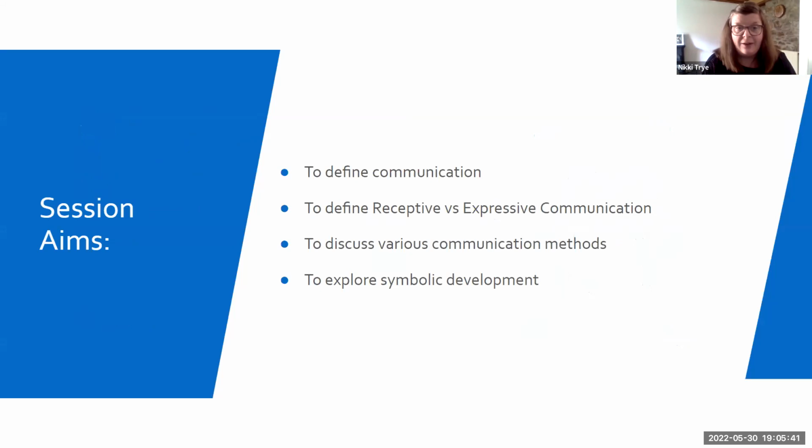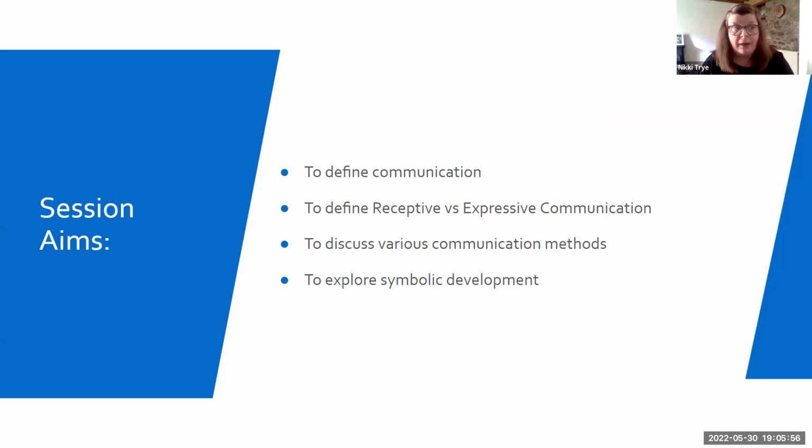Okay, so these are the aims of the session. I think I've been a bit bold by saying to define communication. I've just realised what I've written. But yeah, we're going to have a little look at the definition of communication. We're going to spend a bit of time looking at receptive and expressive communication.